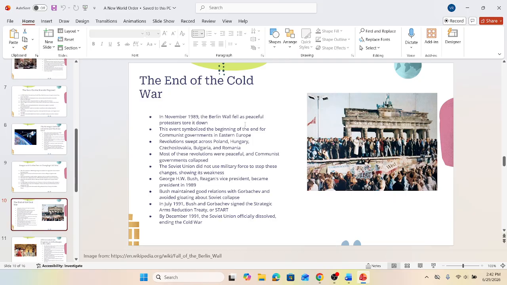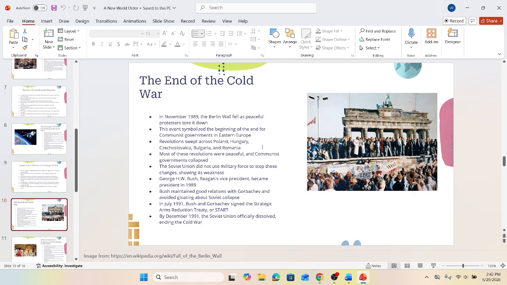So part of it was the president stepping back on his aggressive anti-communist policies, and the other part of it was a new Soviet Union leader who wanted to bring the Soviet Union into the future and out with the Cold War. In November 1989, the Berlin Wall fell as peaceful protesters tore it down, which divided East and West Berlin, and this event symbolized the beginning of the end of communist governments in Eastern Europe.